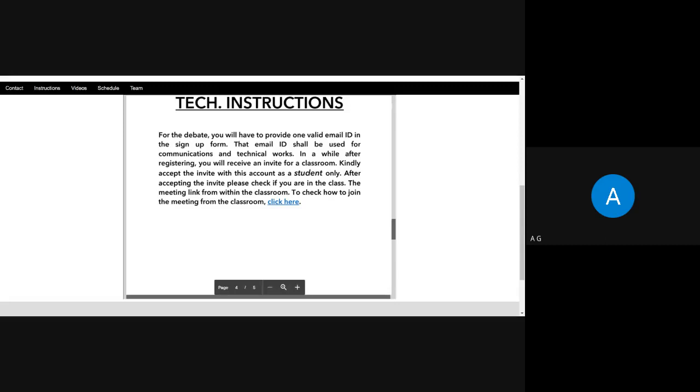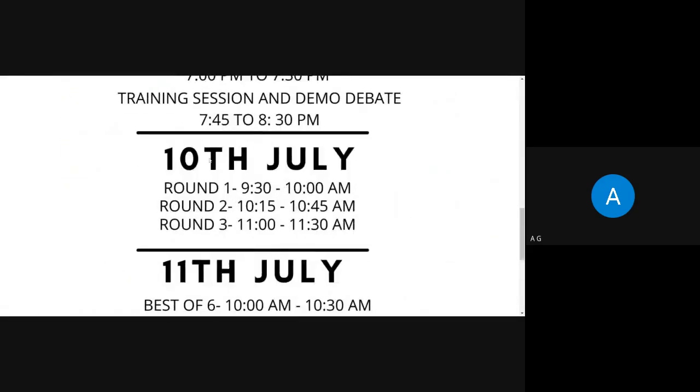After you have joined the meeting room and the first round of the debate has been done, for the second round, which is at 10:30, you will be joining 5 minutes before. The schedule is right here. Sorry, it's at 10:15. So you will be joining 5 minutes early, before 10:15, and you have to join the link that will be provided in the group itself.